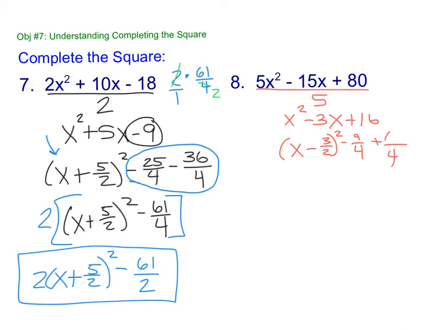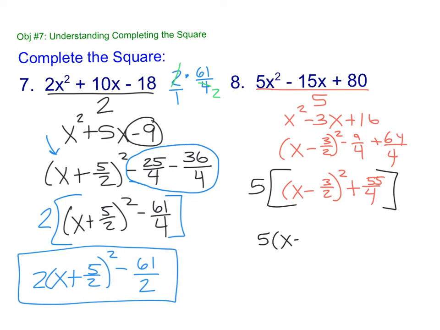16 times 4 is 64. So we get (x minus 3 over 2) squared plus 64 minus 9 is 55 over 4. And then last we put our 5 back into the problem. 5 times (x minus 3 over 2) squared plus, now we can't cross cancel this time, so we just have to do 55 times 5, which is 275 over 4.